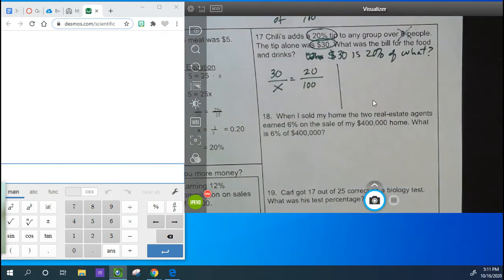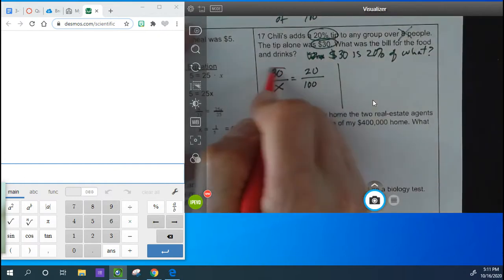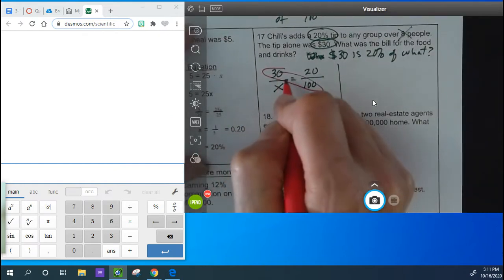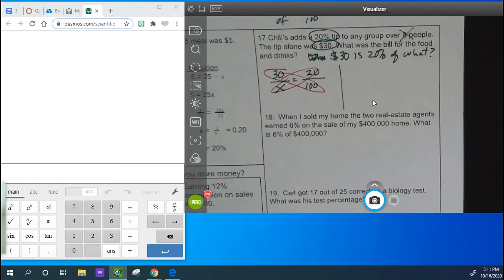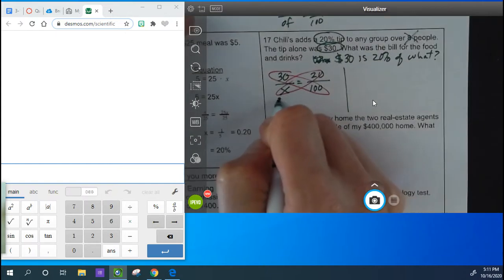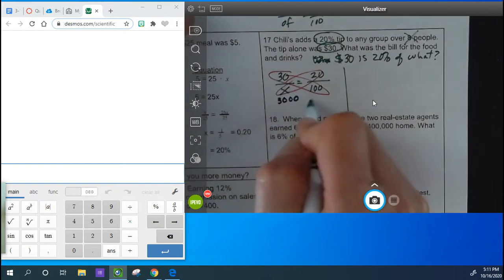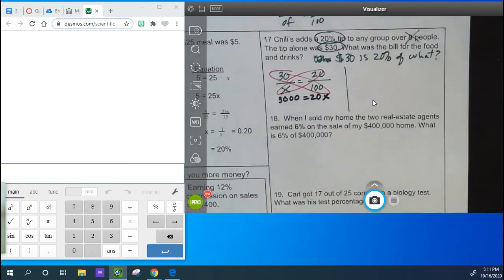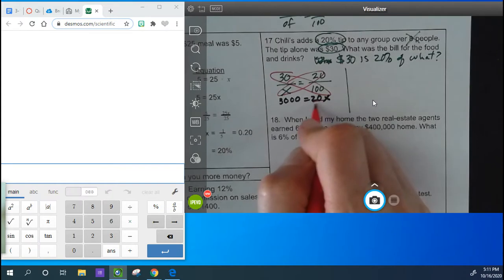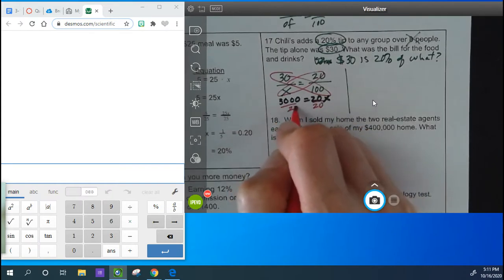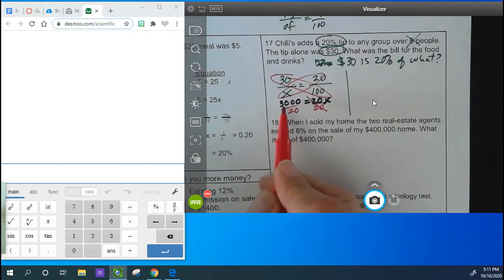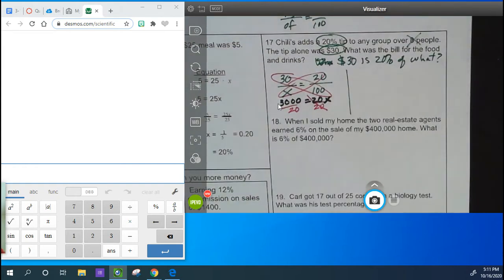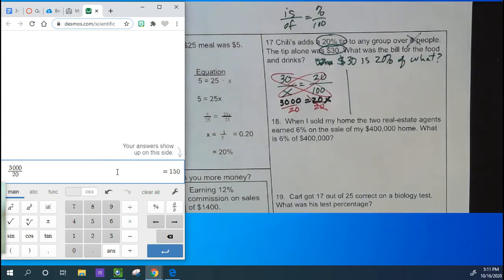You would cross multiply and divide. When I cross multiply this and this, I would get 3,000 for this diagonal and 20x for the other diagonal. The process is called cross multiply and divide. Divide by 20, and 3,000 divided by 20 on my calculator is 150.